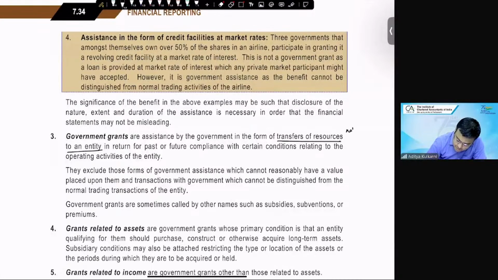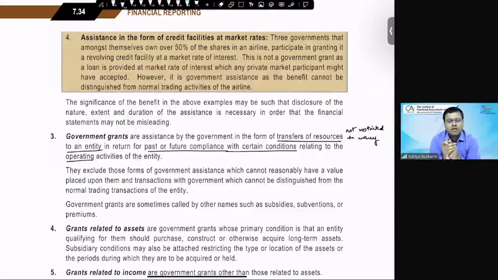This is not restricted to money. It could be monetary, it could be non-monetary as well, in return for past or future compliance with certain conditions relating to the operating activities of the entity. Obviously, when the government gives a grant, it naturally expects something in return. That something in return is basically certain conditions that need to be fulfilled.